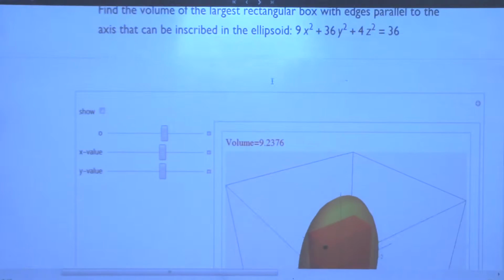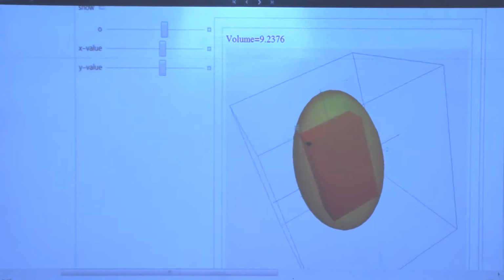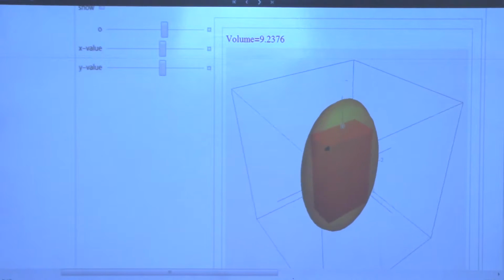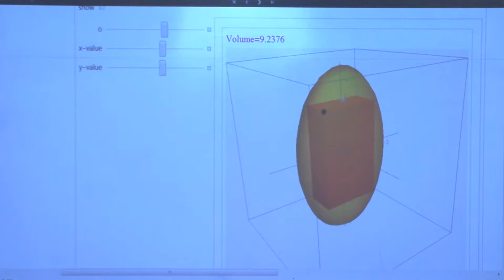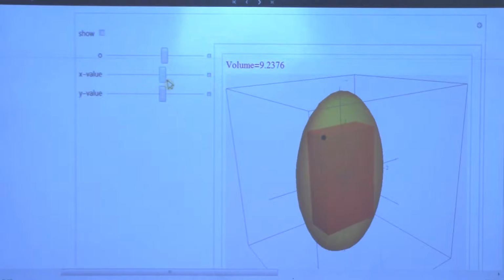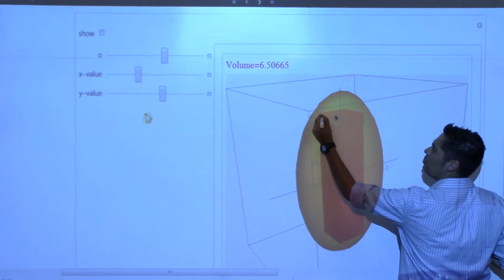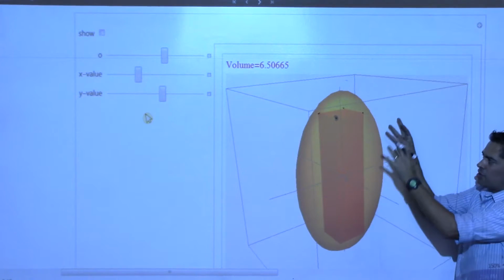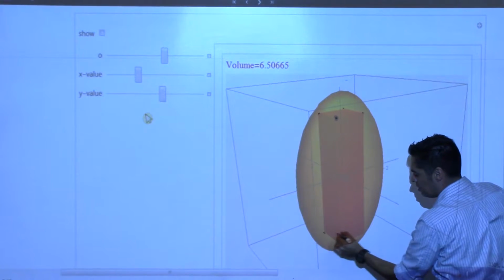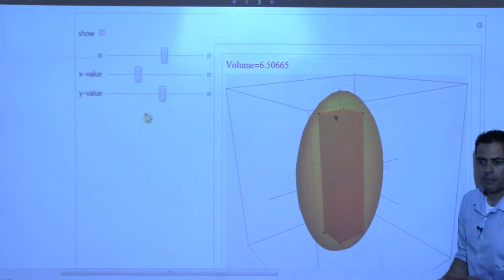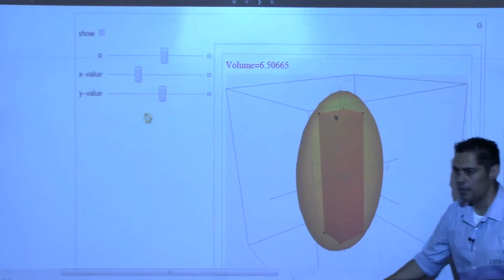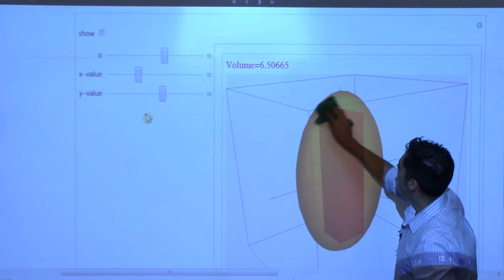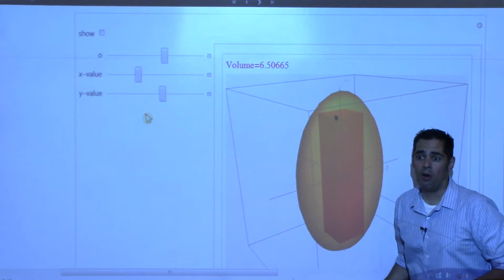So look at it this way. You have an ellipsoid, right? Here it is. The orangish thing is the ellipsoid. And we want to put a box inside of it. And we want it to be inscribed. When we say inscribed, that means that this point, this point, this point, and this point touch the surface, right? And the bottom edges touch the surface inside. That's what it means to inscribe it. I want to find the largest volume possible.